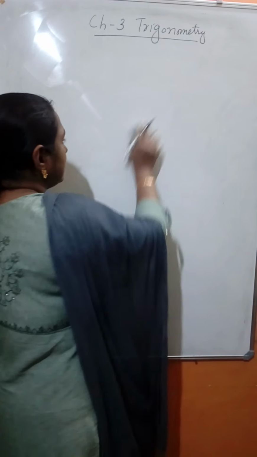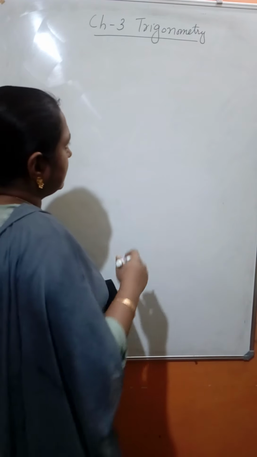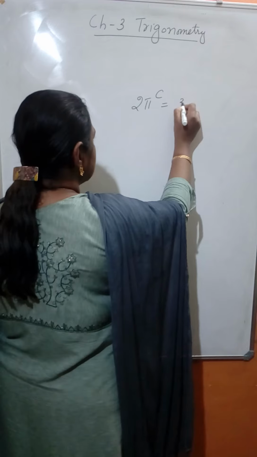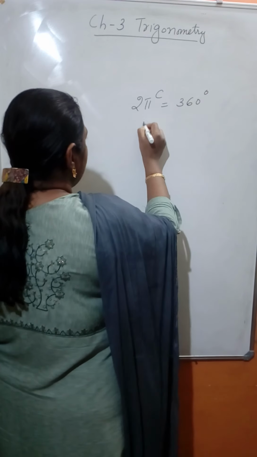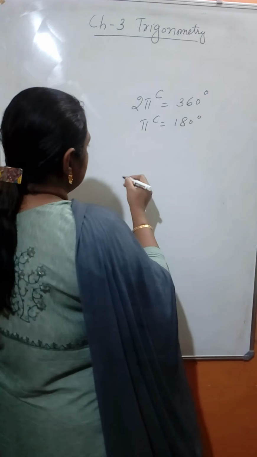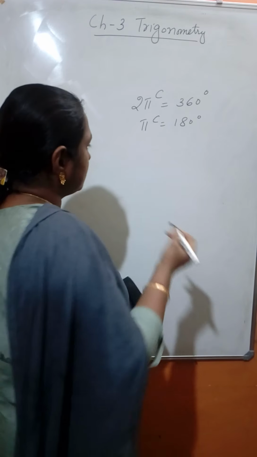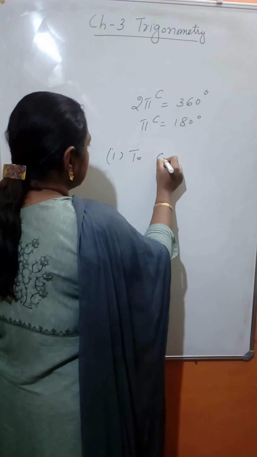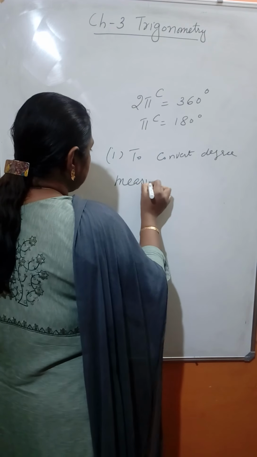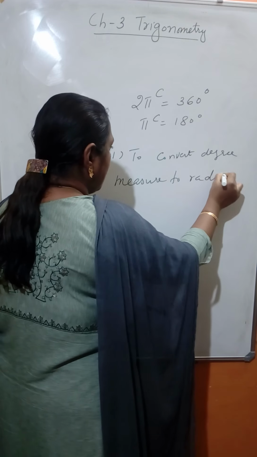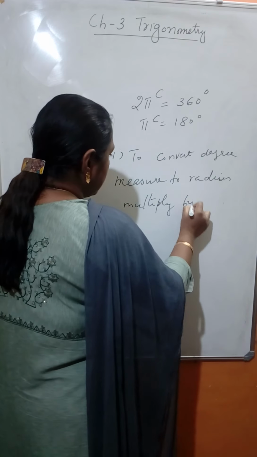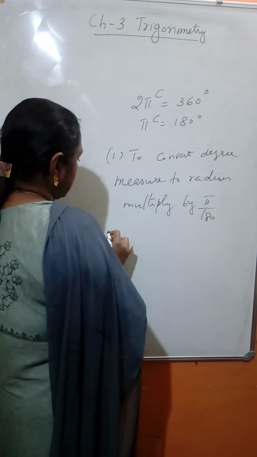We have to learn how degree measures are converted into radian and radian measures are converted into degrees. For that you just remember 2 pi radians is the same as 360 degrees, or pi radians is the same as 180 degrees. First we will see how to convert degree measure to radian. To convert degree measure to radian, we have to multiply whichever measure is given in degrees by pi by 180, and vice versa.